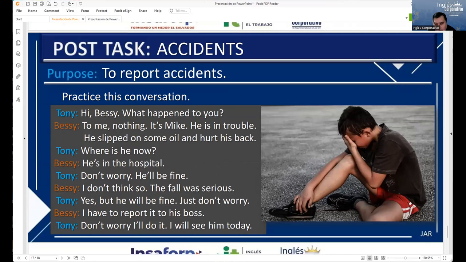Accidents. To report an accident, practice this conversation. Hi, Bessie. What happened to you? To me? Nothing. It's Mike. He's in trouble. He slipped on some oil and hurt his back. Where is he now? He's in the hospital. Don't worry, he'll be fine. I don't think so. The fall was serious. Yes, but he will be fine. Just don't worry. I have to report it to his boss. Don't worry, I'll do it. I will see him today.